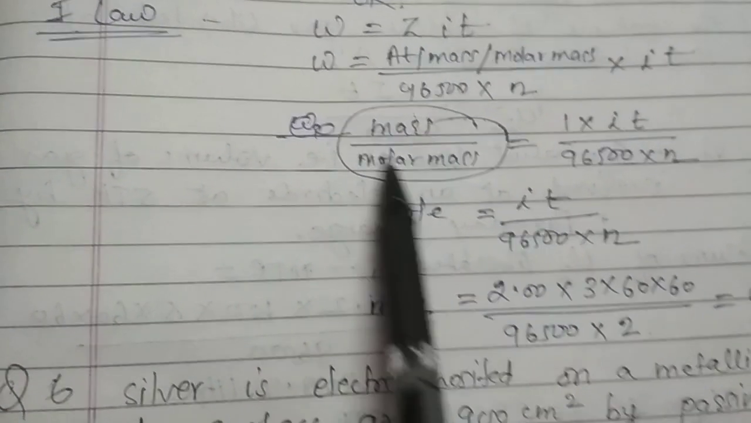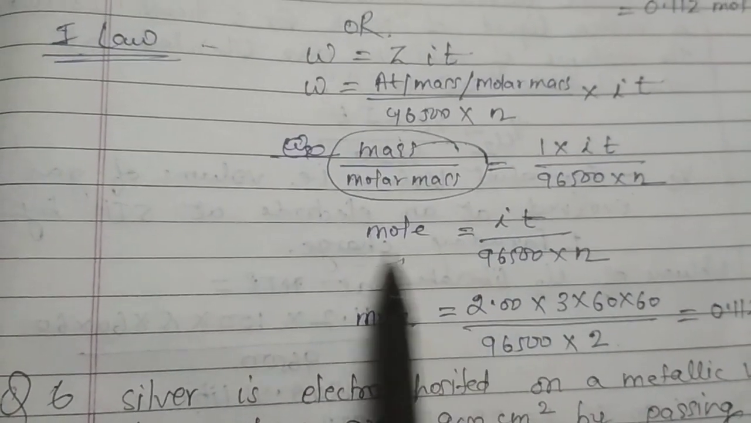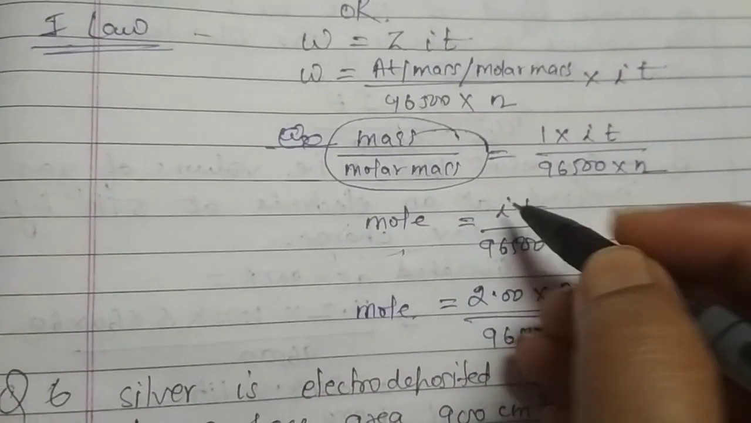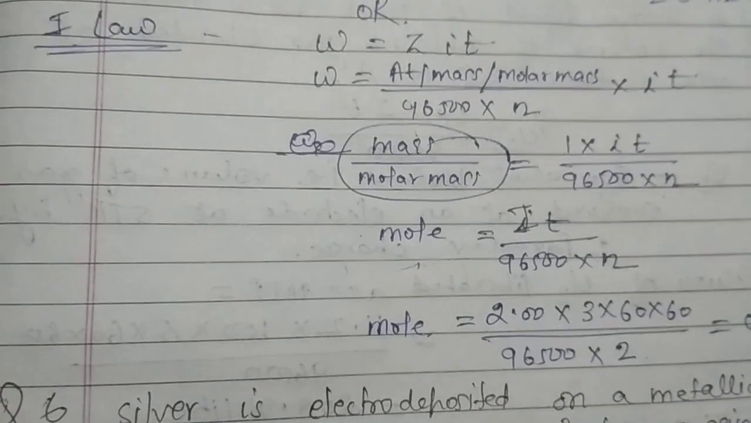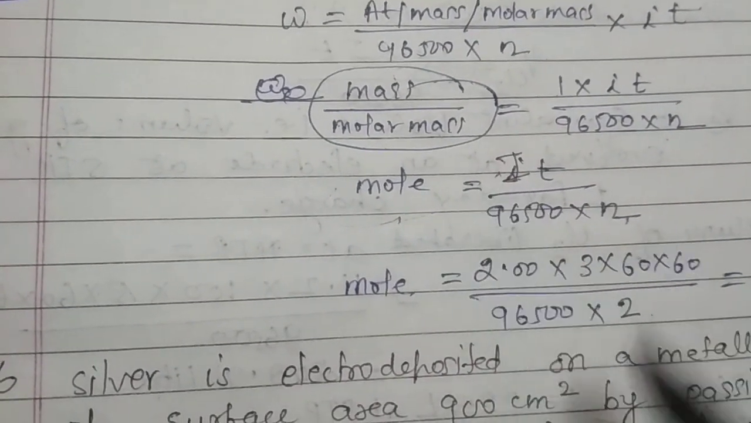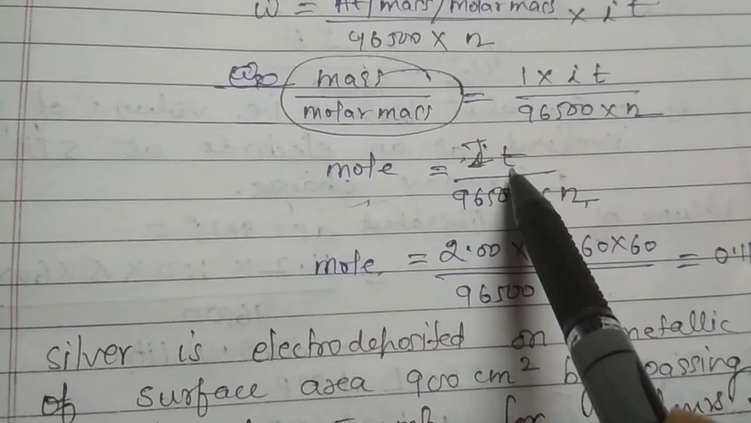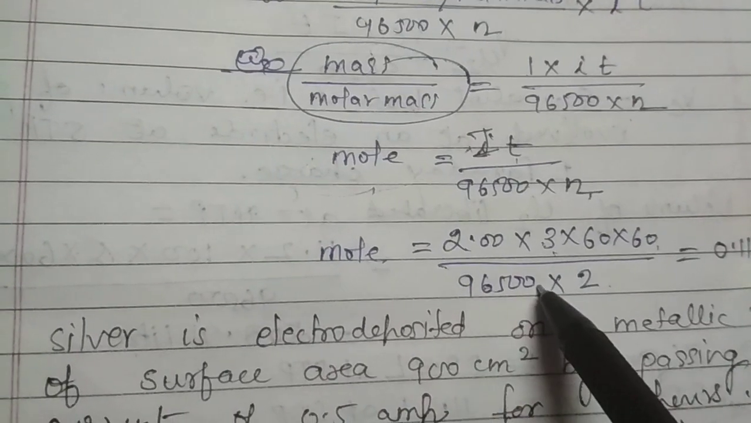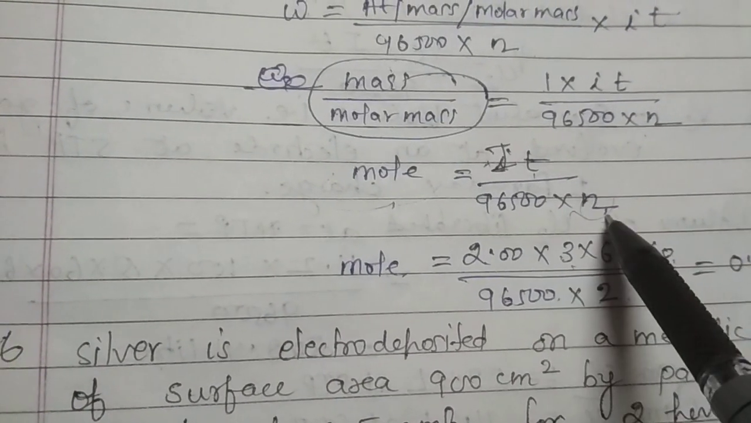So mass upon molar mass is equal to mole, and we are to calculate the mole. So mole would be equal to I into T upon 96500 into N. The value of I is given as 2 ampere. The time is given as 3 hours, so it would be converted into seconds, upon 96500 into the N factor.